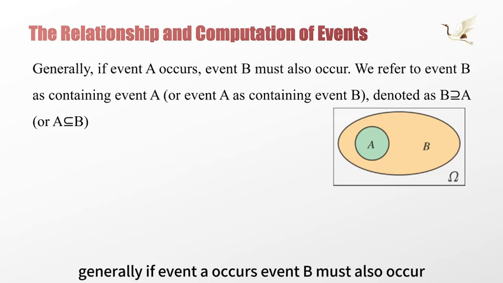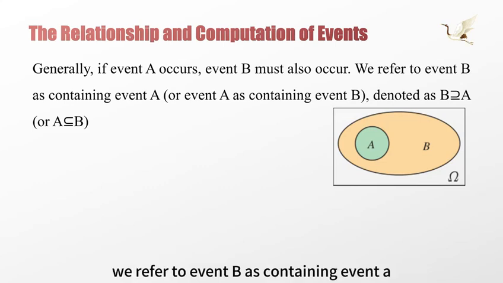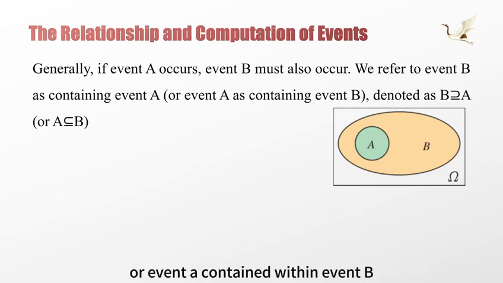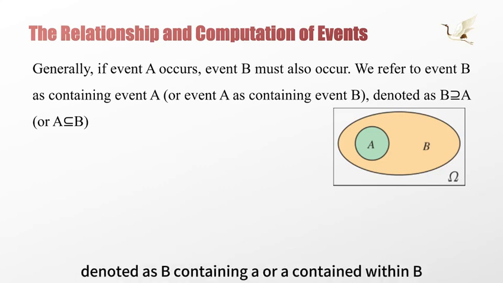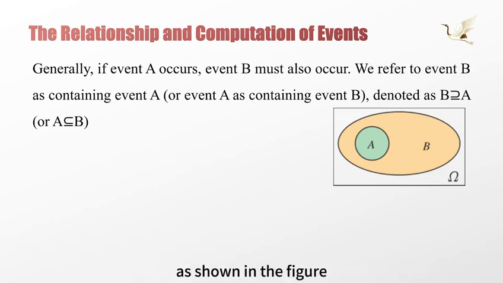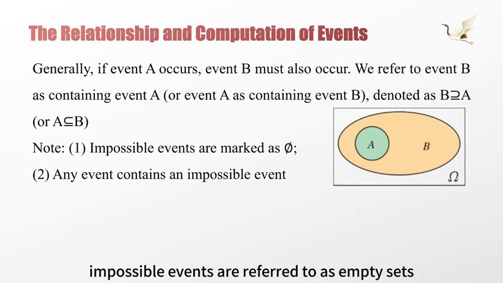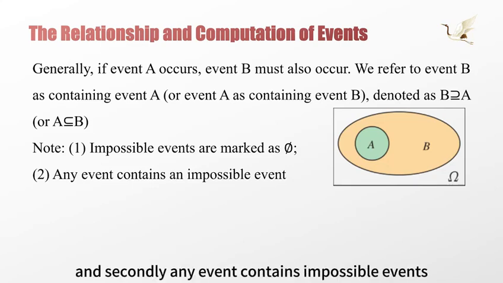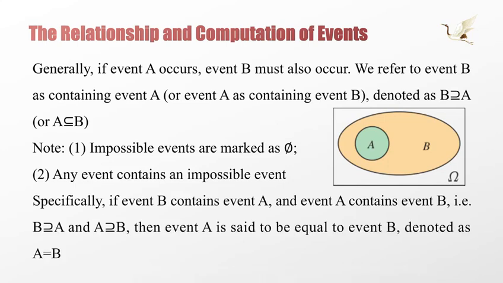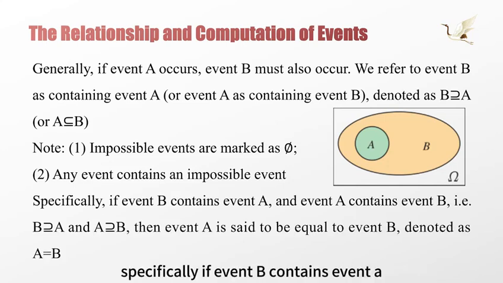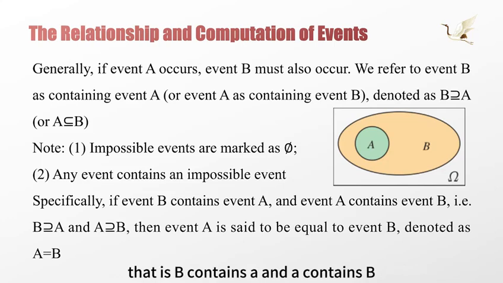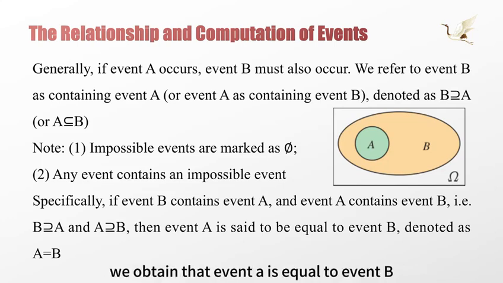Generally, if event A occurs, event B must also occur. We refer to event B as containing event A, or event A as contained within event B, denoted as B contains A, or A contained within B, as shown in the figure. Note that, firstly, impossible events are referred to as empty sets, and secondly, any event contains impossible events. Specifically, if B contains A, and A contains B, we obtain that event A is equal to event B, denoted as A equals B.